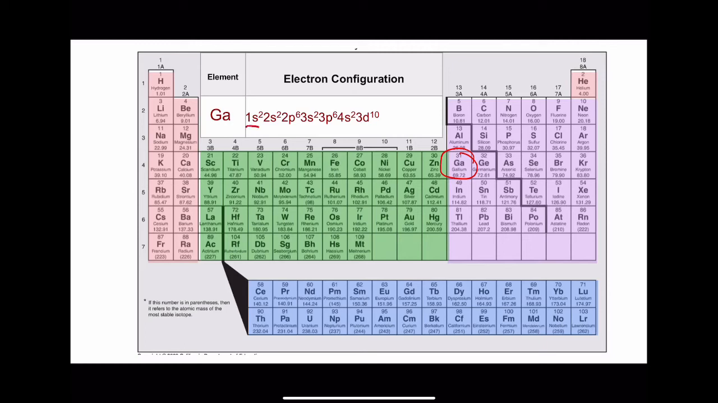So notice we've got 1s2, 2s2, 2p6, 3s2, 3p6, 4s2, 3d10. Now what comes next?